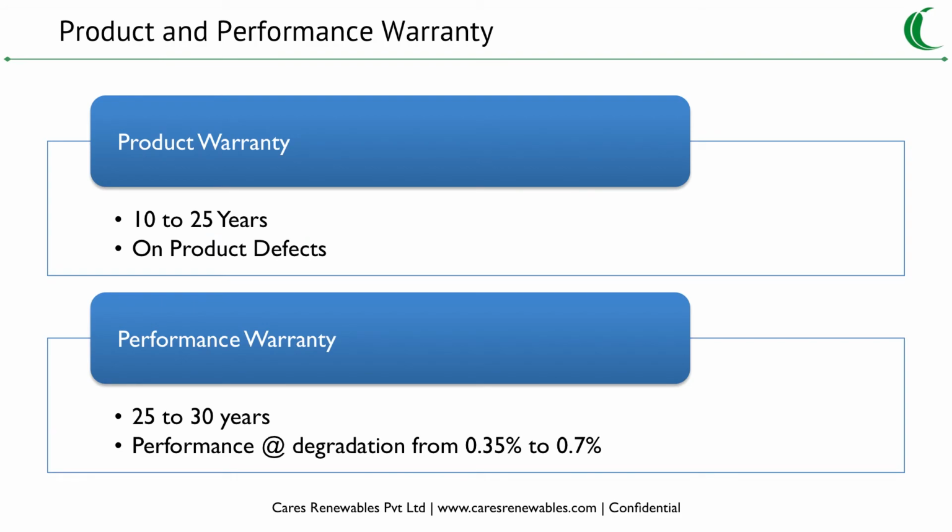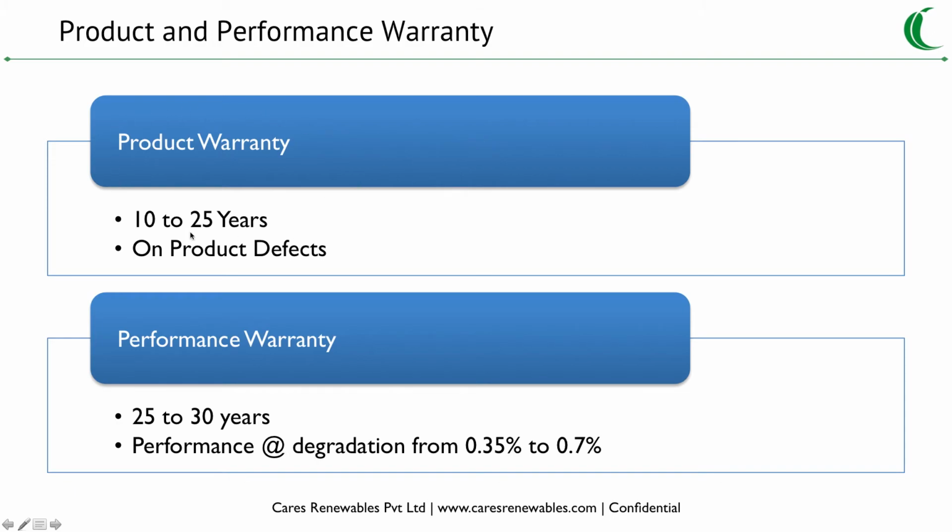Now, another important factor which we always look at is the product warranty of the system. So what is the product warranty for a solar module? It typically varies from 10 to 25 years if you're looking for a standard system. And the performance warranty typically varies from 25 to 30 years. And performance warranty, all manufacturers give at a degradation rate. And that degradation rate ranges from 0.35% to 0.7%. Now, product warranty covers product defects. So this is kind of the real warranty which you get.